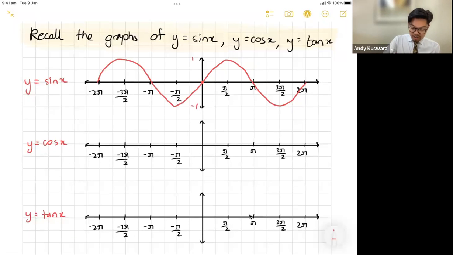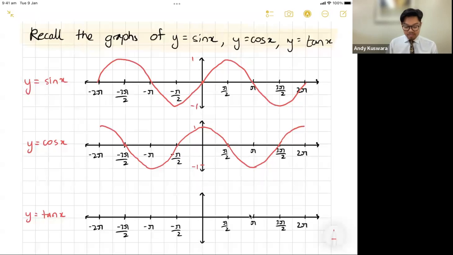Now, cosine is going to look very similar, but this time I'm going to start at 1, and I'm going to go down to -1. It's going to look a little bit like this. It's going to go all the way back up to the top, and we're going to complete it this way as well. Doing my best here, and that should be cosine.